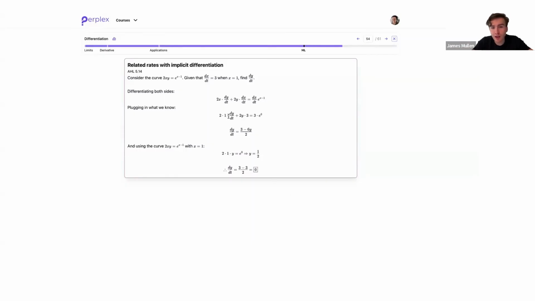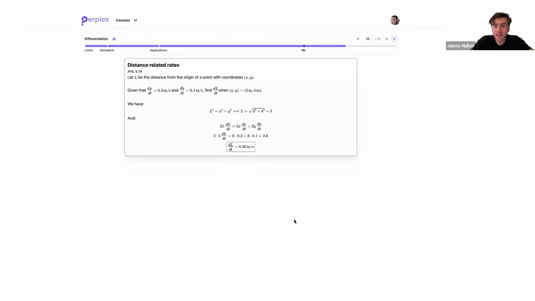I plug in x is equal to 1 and dx/dt is equal to 3. I get 2 times 1 times dy/dt plus 2y times 3 is equal to, on the right-hand side, I just have 3 times e to the power of 0. That should be 3. I isolate dy/dt, and I get (3 minus 6y) over 2. But we want a number. So how do I find y? I take the original curve at x is equal to 1, and I have 2 times y is equal to e to the 0, which is 1. That means y is equal to 1/2 when x is equal to 1. I plug that in, and I get dy/dt is equal to 0.